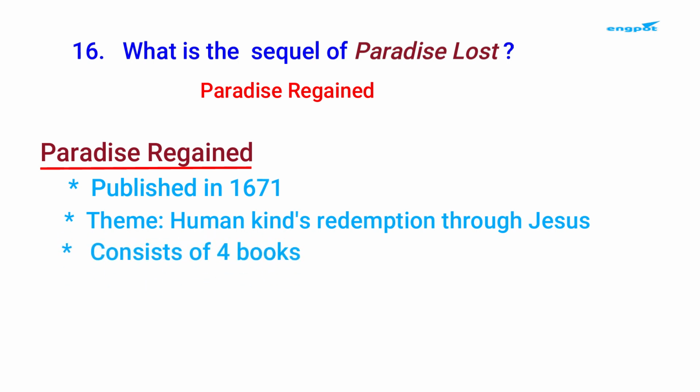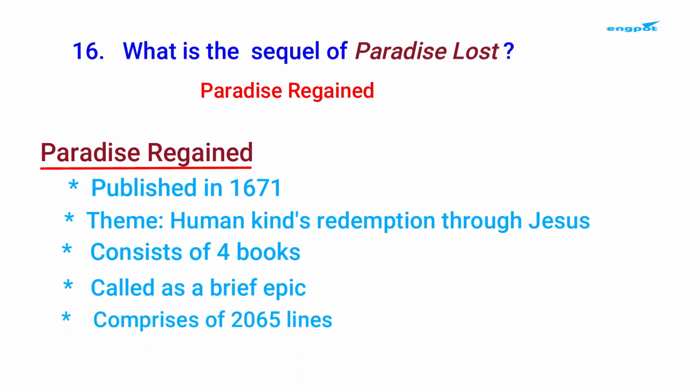Paradise Lost consists of 12 books, whereas Paradise Regained consists of 4 books, and it is labeled as a brief epic. And Paradise Regained comprises 2065 lines, and the very important line in this brief epic is, "My rising is thy fall."